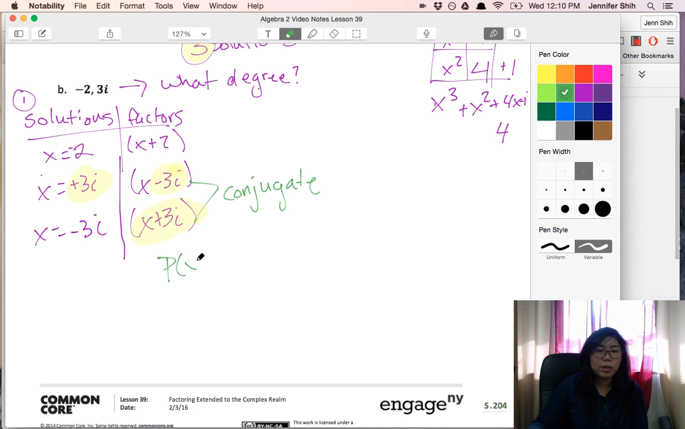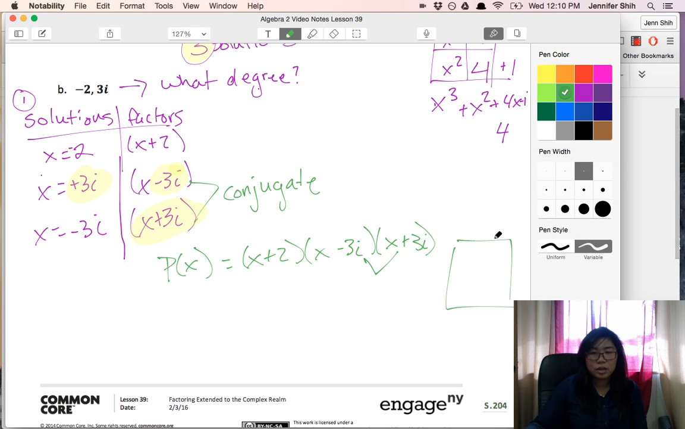Okay, so for the polynomial, we're going to have p of x. Now that we have 3 factors, oh, you thought it was 2 factors. It's 3. We're going to multiply all these together: x plus 2, x minus 3i, and x plus 3i. All right, box method away because we're going to do these guys first. I'll do it in blue. x minus 3i, x plus 3i.